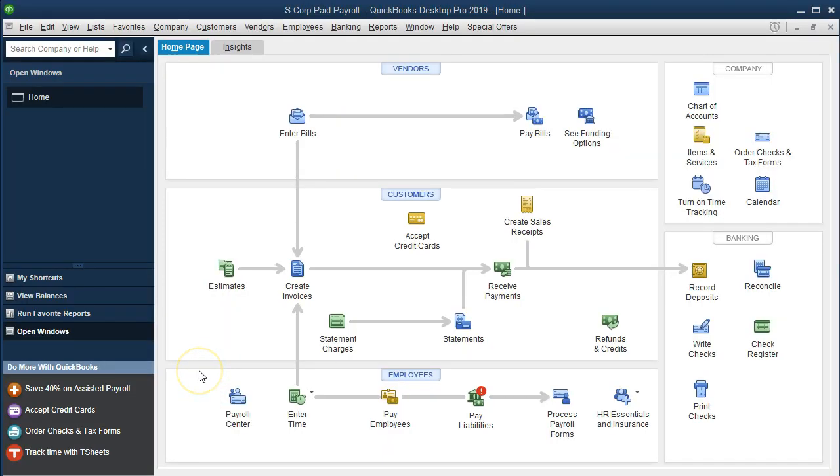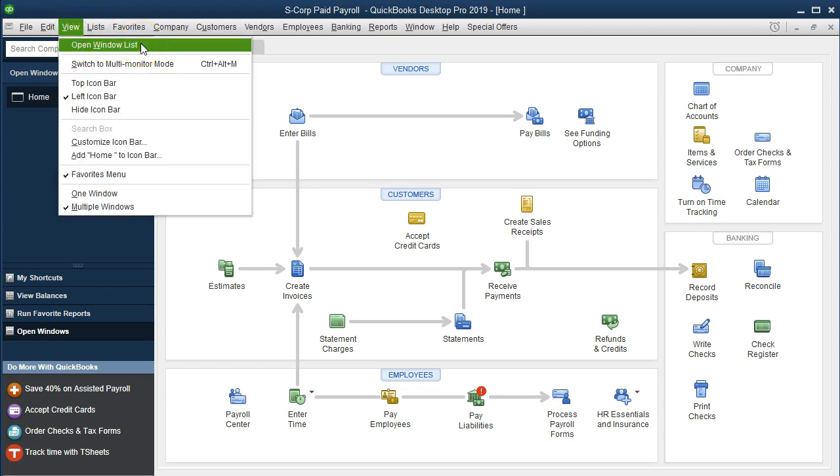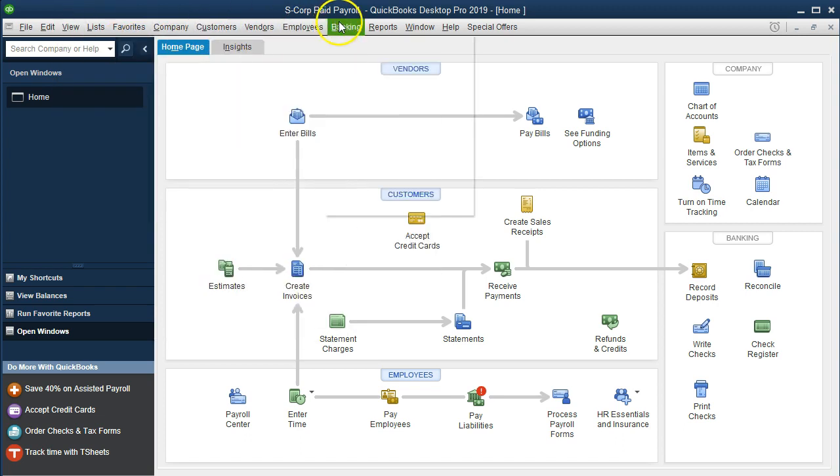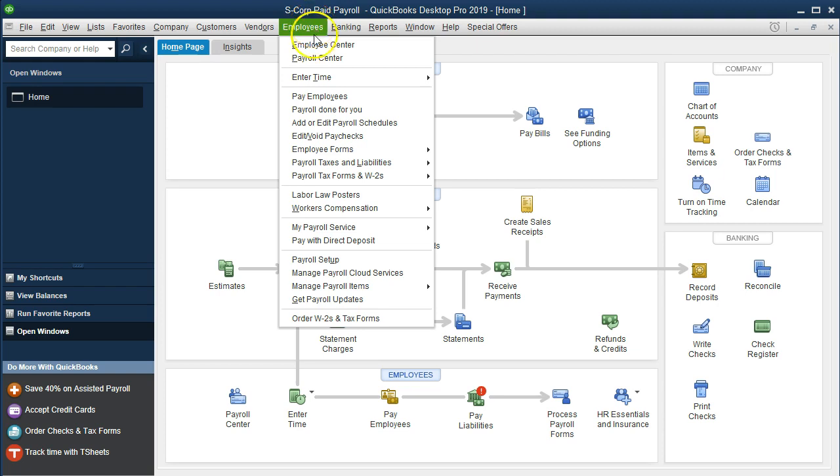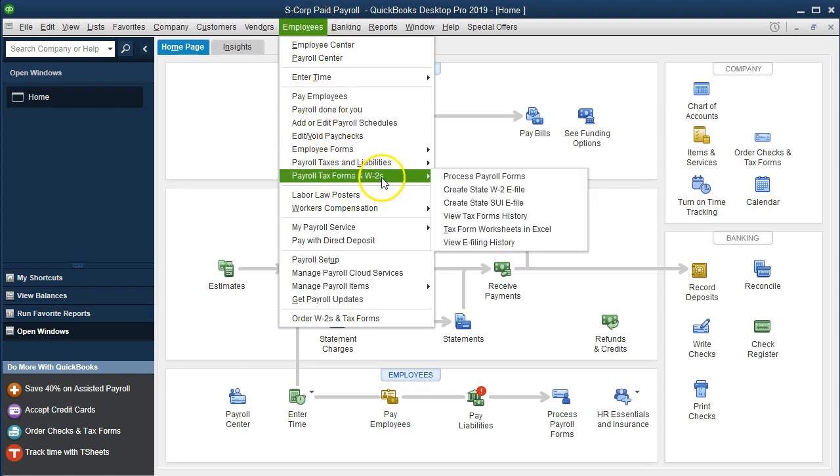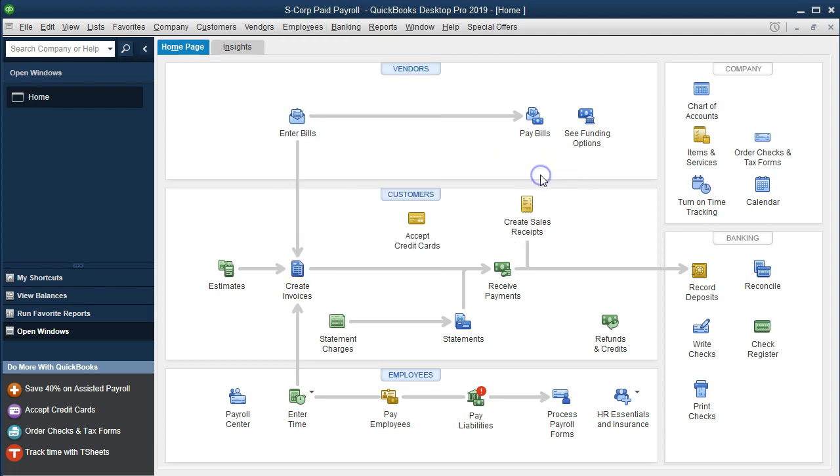Bonus within QuickBooks. Here we are on the home page. We currently have the open windows open. You can open the open windows by going to the View drop down and selecting the open windows list. We're going to go up top to Employees, then Payroll Forms and W-2, and we're going to process payroll forms.